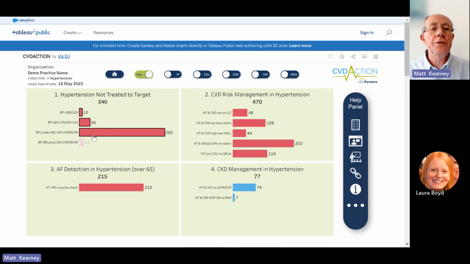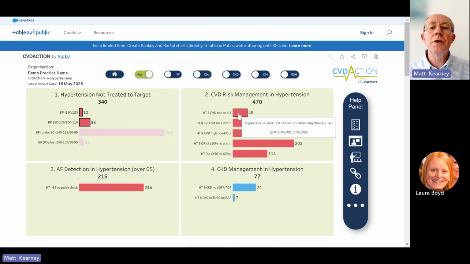So I'm just going to cancel 2 of those filters on the left. So I've got patients there with blood pressure above 140. Let's take out that one. So it's patients with blood pressure above 160.